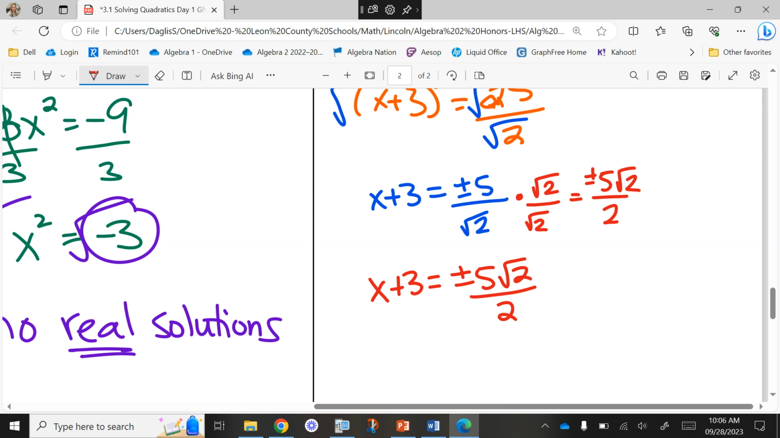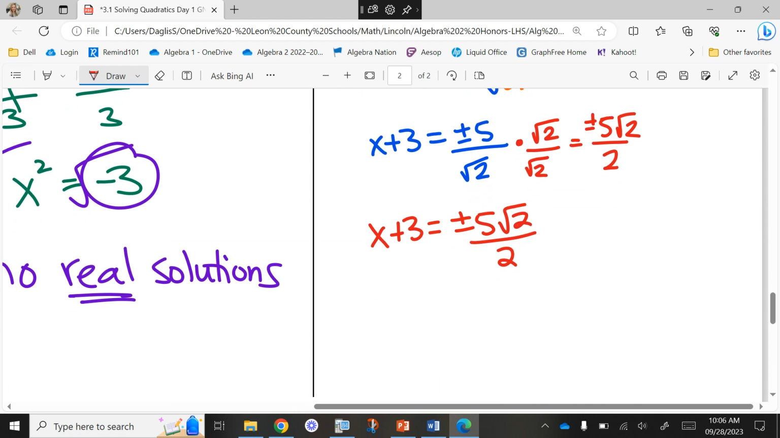What's the last thing we have to do to get the x by itself? Minus 3. So when this happens, I'm going to change my color. When we subtract 3, we're going to keep it out front. So x equals negative 3 plus and minus 5 square root 2 divided by 2, like that. So the two x-intercepts is when negative 3 is added to 5 square root 2 over 2, and when negative 3 is subtracted by 5 square root of 2 over 2. You okay?